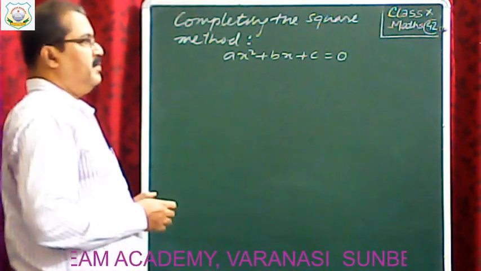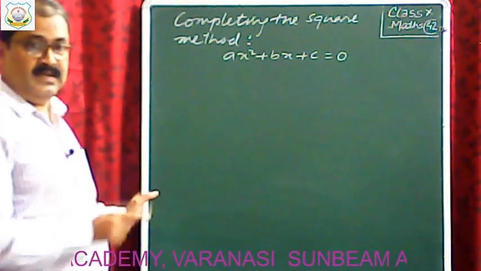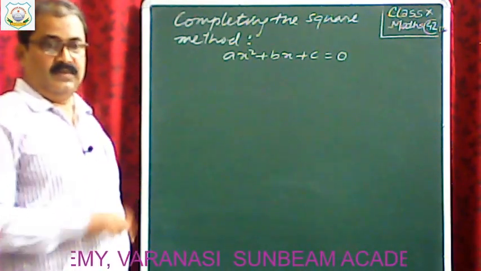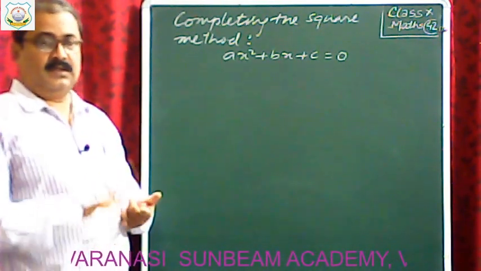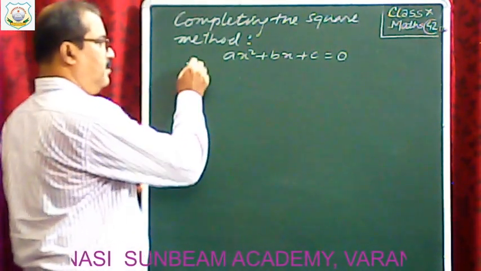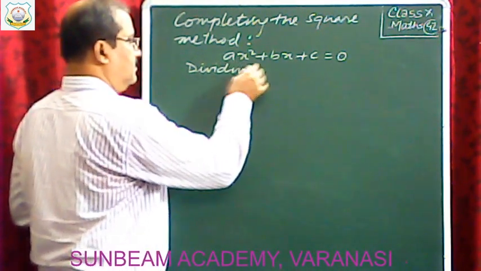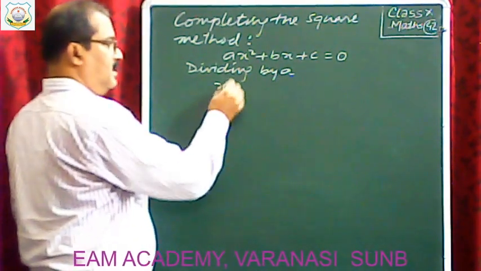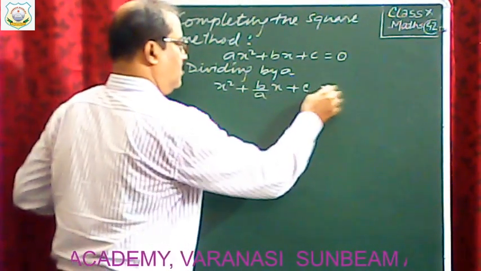So step number 1, first of all you have to divide the given equation by a, if a is other than 1. A is the coefficient of x square. If it is other than 1, then we have to divide the equation by a. Step number 1, dividing by a, we get x square plus b upon a x plus c upon a equal to 0.